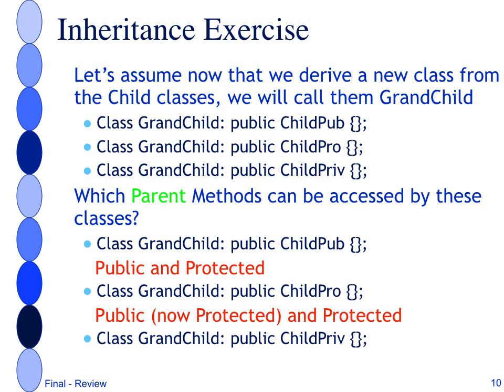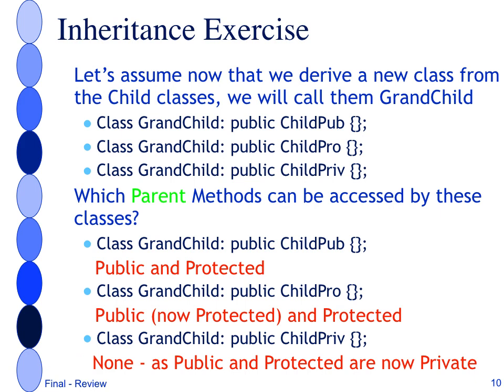The last one is what happened with methods now that we go to this child private, which is going to make everything private. Stuff that was public became private, stuff that was protected became private. So now we won't be able to access anything, as public and protected are now private.